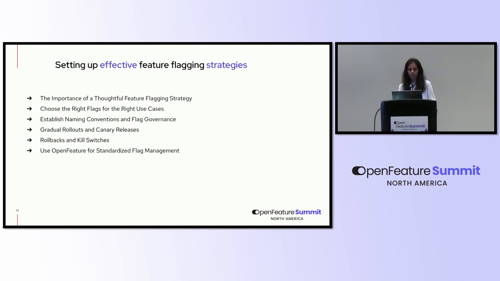The last few are rollbacks and kill switches. So it's an effective feature flagging strategy which includes mechanisms for rolling back features quickly if an issue arises. And lastly, you should make a strategy of using OpenFeature for standardized flag management, as said. In short, it's the standard way for feature flagging.